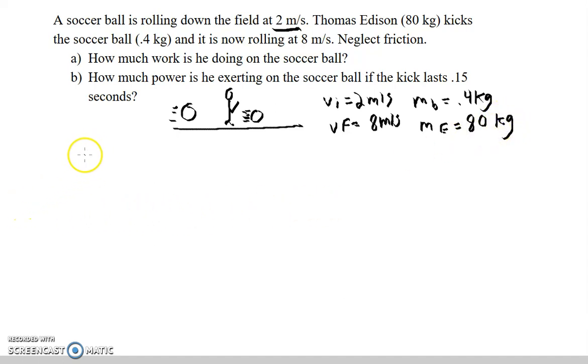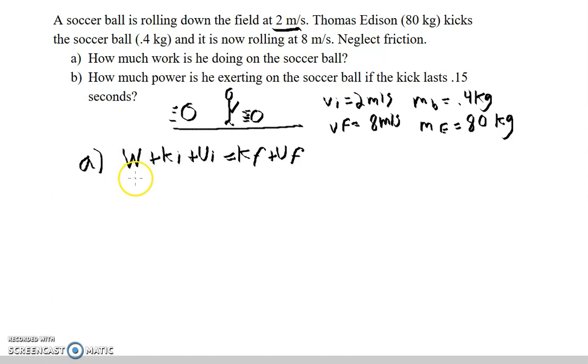So A, how much work is being done on the soccer ball? If we want to figure that out, there's really only one way to calculate work directly that we've seen so far. So we're going to start at the conservation of energy equation, the full one. That's the conservation of energy equation. If we want to figure out how much work he's doing, we're going to start canceling stuff out.